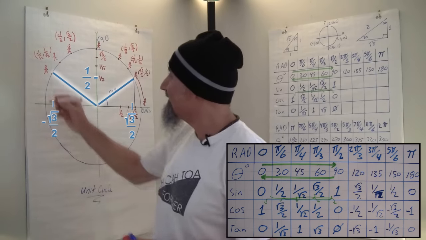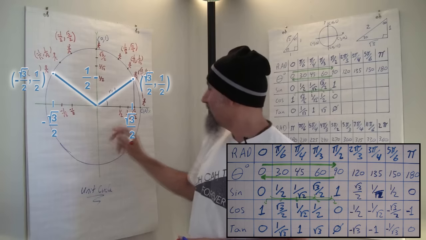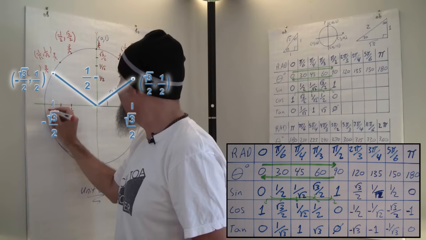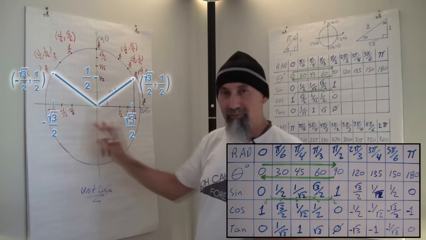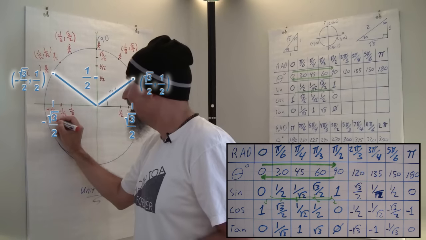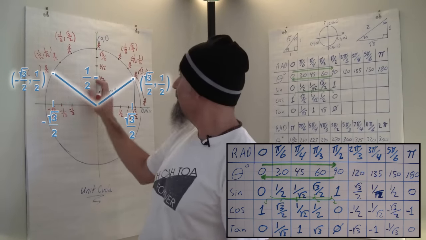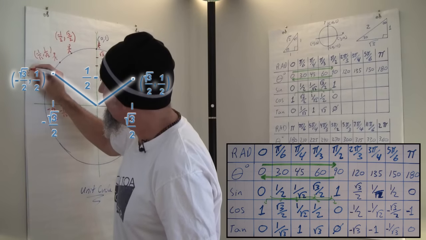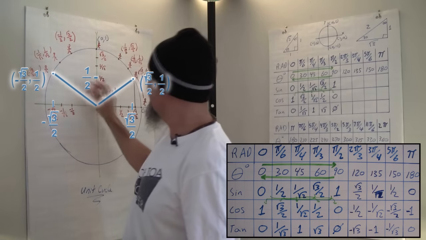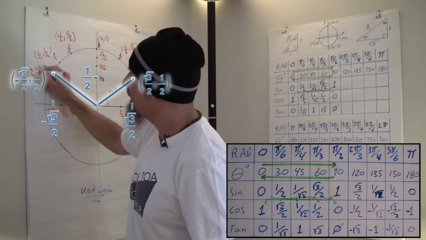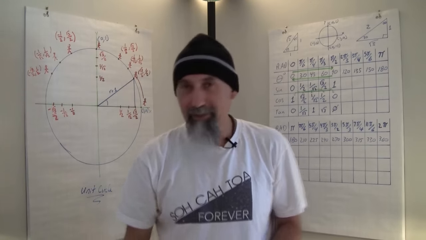And that's the beauty of the symmetry, right? And our x value is going to be negative square root of 3 over 2. I'm just reading it off here. I'm just making it negative, right? And our y value is going to be 1 over 2. So this is negative square root of 3 over 2. And that's 1 over 2. Okay?